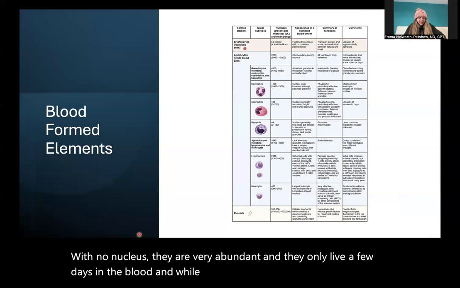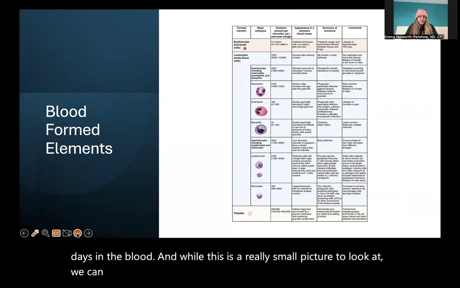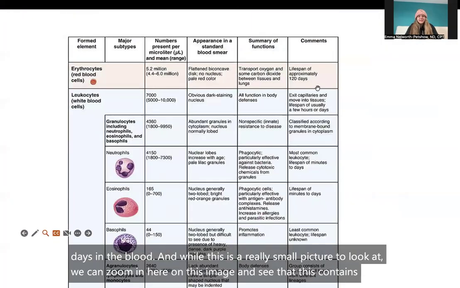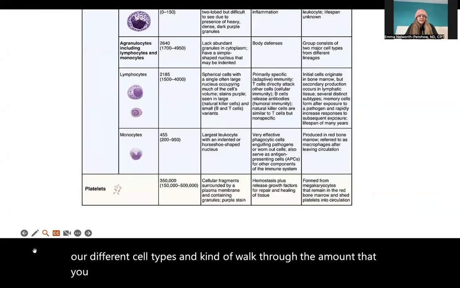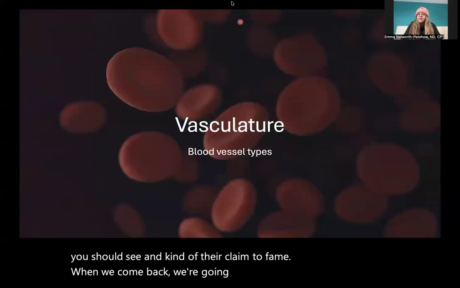And while this is a really small picture to look at, we can zoom in here on this image and see that this contains all of our different cell types and kind of walks through the amount that you should see and kind of their claim to fame. When we come back, we're going to talk about different blood vessel types.